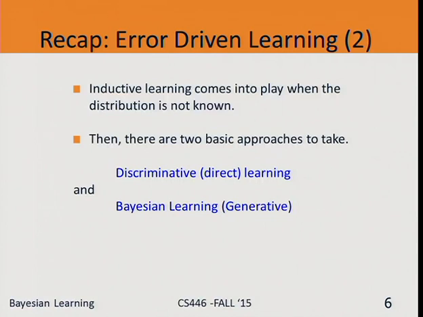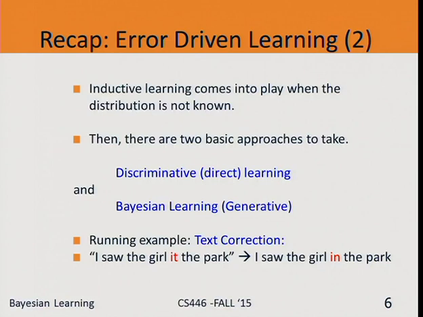Okay, so we want to learn this distribution. And we can think about it really in two basic approaches. One of them, which we actually devoted most of the semester to, is discriminative learning. I'm going to call it here direct learning. And the second one, which we're going to start talking about today, is a Bayesian learning approach or generative learning approach.